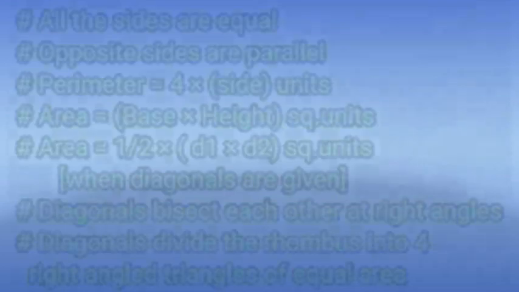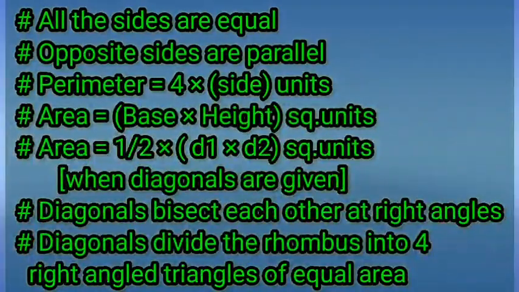Students, in today's class we learnt about rhombus. In a rhombus, all the sides are equal, opposite sides are parallel, perimeter is equal to 4 times the side, area is equal to base into height square units, area is equal to half times the product of diagonals when the diagonals are given, diagonals bisect each other at right angles, and diagonals divide the rhombus into 4 right-angled triangles of equal area.